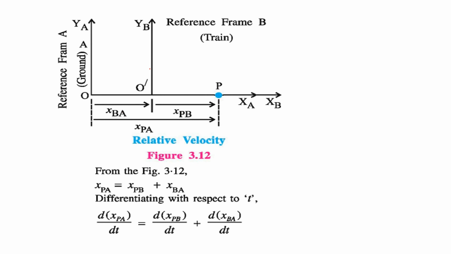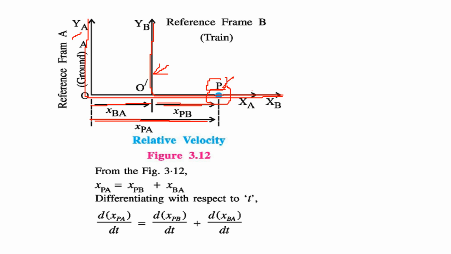Let us see this with the diagram. What I am trying to suggest here is this is the first frame of reference, which is the ground. This is the second frame of reference, which is your train. Now this is the fly. This is XPA, the position of P with respect to the first frame of reference. And this is XPB, the position of P with respect to the frame of reference B. Let us take this as XBA. XBA is the positional difference of these two frames of reference.